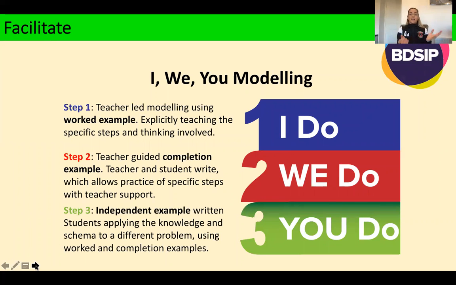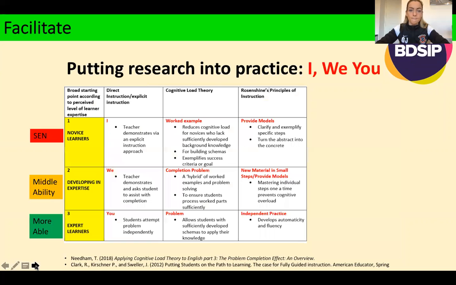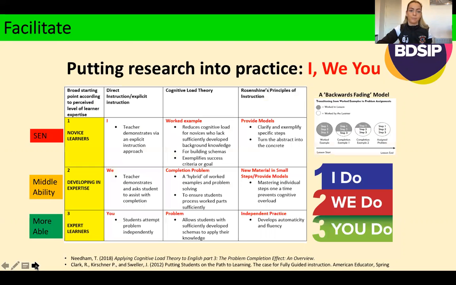And then again, independent examples, you might want them to do that in smaller groups. You might want them to do it as a solo and really test their understanding of the style that you've been teaching them. I'm not going to go through this with you, but this will be in the PowerPoint that is shared to you. It's just a really clear example of how we can break down the I, we and you modelling for SEN, middle ability and more able learners. So I really urge you to have a look at that if you have some time.